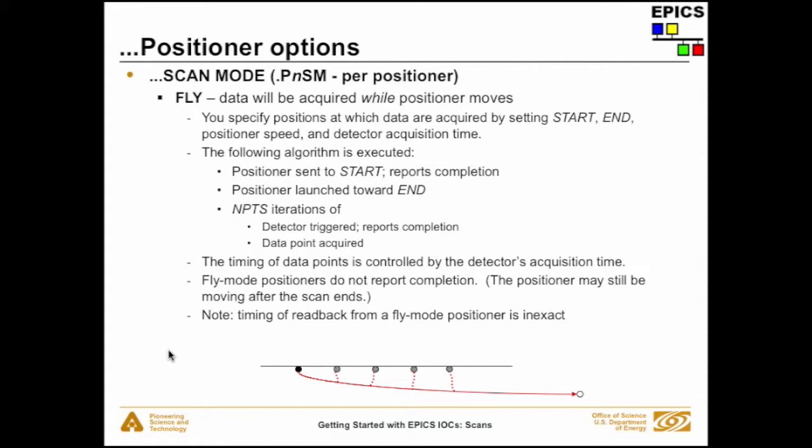And the algorithm is like this. You go to the start position, wait for it to get there, and then you launch everything. You launch the positioner to the endpoint, and then you start taking data. You start triggering detectors, waiting for them to finish, and reading their data, and also reading the position of the motor. And then you do that operation, trigger and read, endpoints times. And so the timing of those data points is determined by how long the detector takes to acquire.